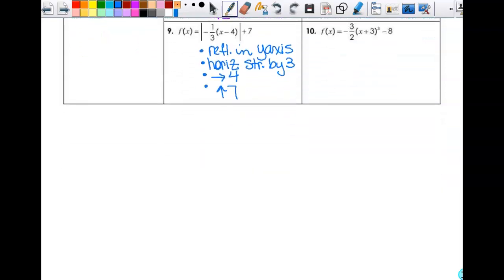So then let's look at number 10. This is a cubic. Remember, cubic looks like this. We already wrote all that out, so we don't have to do that again. I have a negative, a 3/2, a 3, and an 8. So I have 4 again. I know that the negative means a reflection. It is outside of the operation, so it affects y. And if I change the sign on y, I reflect in what? X.